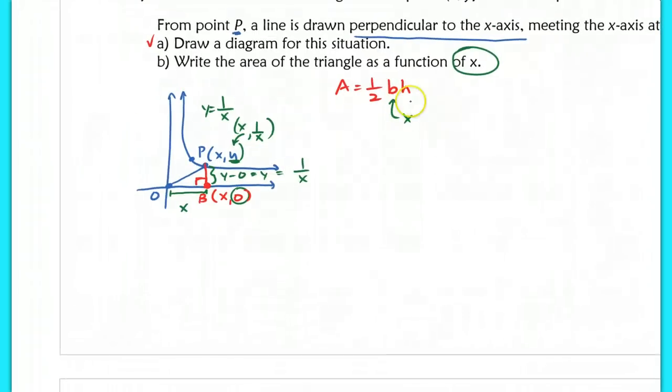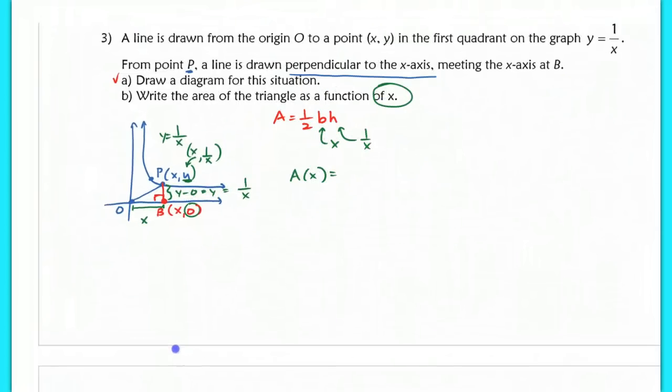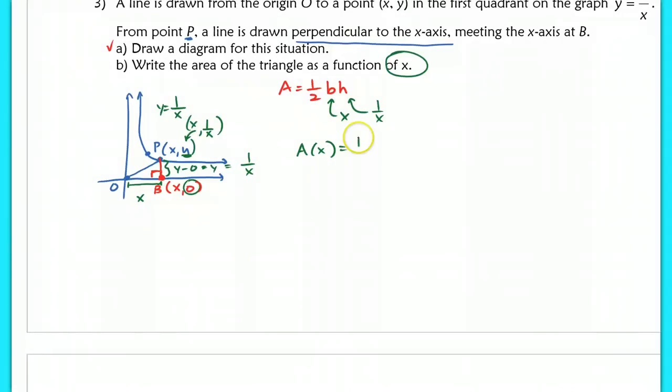1/x, and I have A(x), the area in terms of x, is equal to 1/2, whoa, sorry, 1/2 times x times 1/x. Now simplifying this, since the x's are going to cancel, I end up with just 1/2. What this is telling me is that the area as a function of x ends up being 1/2.